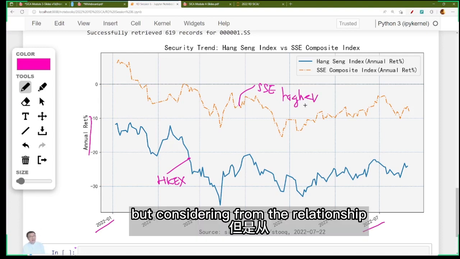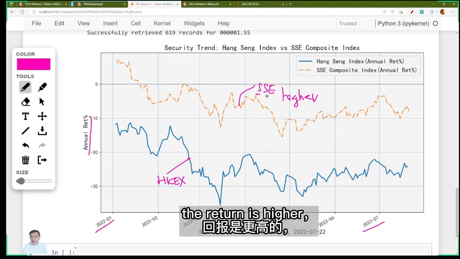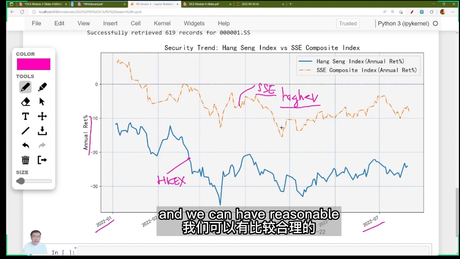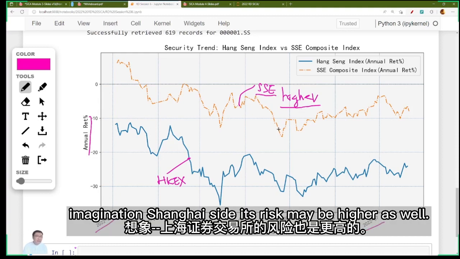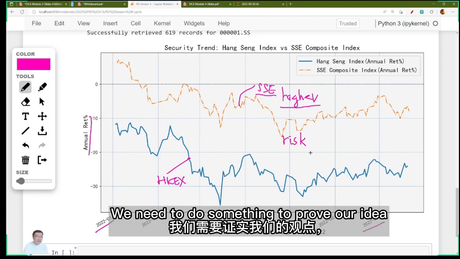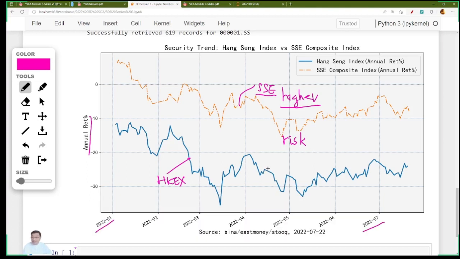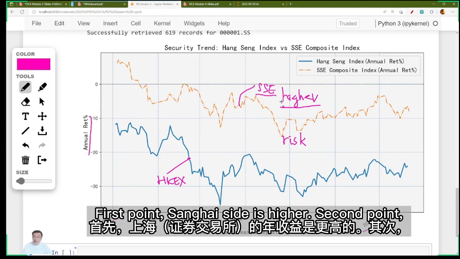But considering the relationship between return and risk, since Shanghai's return is higher, we can have a reasonable imagination that Shanghai's risk may be higher as well. Well, this is only our subjective mindset. We need to do something to prove our idea, and we will prove this in the risk part of Module 3. First point, Shanghai side is higher.